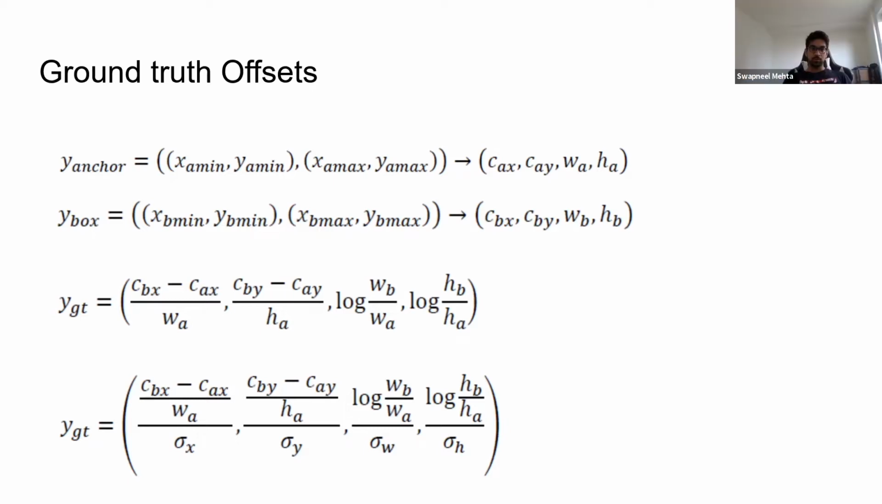One question about, there are two formulas for YGT. Is that with the understanding that the variance is 1 for each of these? No, I'll go on to that.